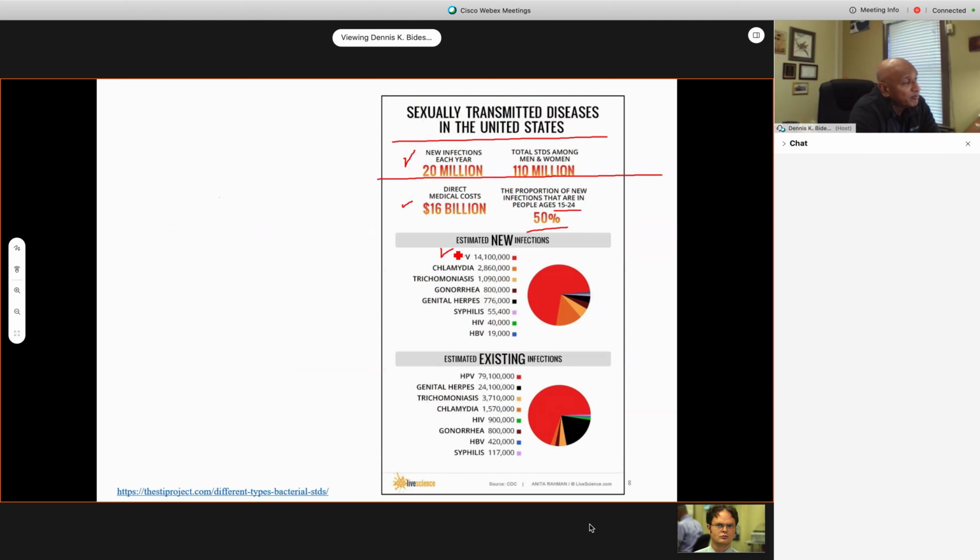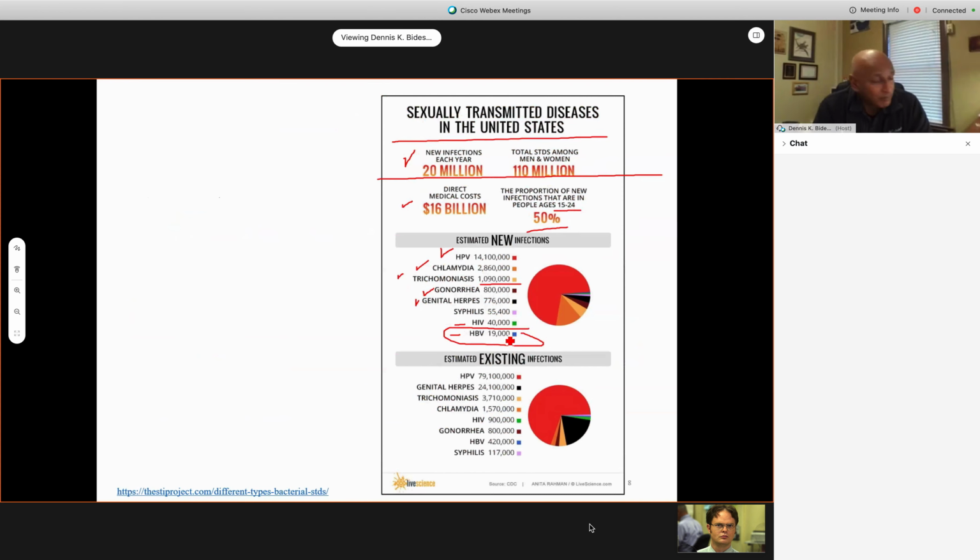HPV, this is new infections, 14 million. Chlamydia, 2.86, 2.9 million people. Trichomoniasis, about 1 million, okay? Gonorrhea, about 800,000. Genital herpes, about 776,000. This is new infections every year. And then, of course, HIV, about 40,000. HBV, this is the hepatitis B virus. That can be transmitted sexually also, about 19,000 cases, all right?